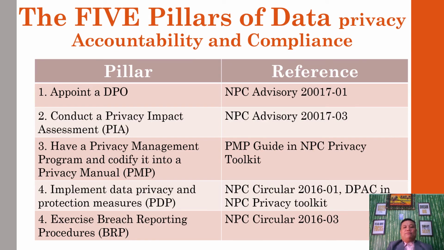So what are the 5 pillars of data privacy, accountability, and compliance? For the pillars, of course, appoint a DPO, conduct a privacy impact assessment, have a privacy management program and codify it into a privacy manual. So the schools are required to have a privacy manual. Implement data privacy and protection measures anytime, anywhere. Exercise breach reporting procedures. So if certain problems happen with regard to data privacy issues of concern, the agency is required to exercise breach reporting procedures.